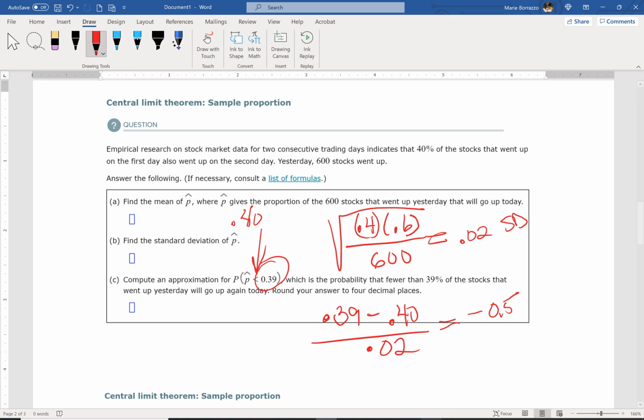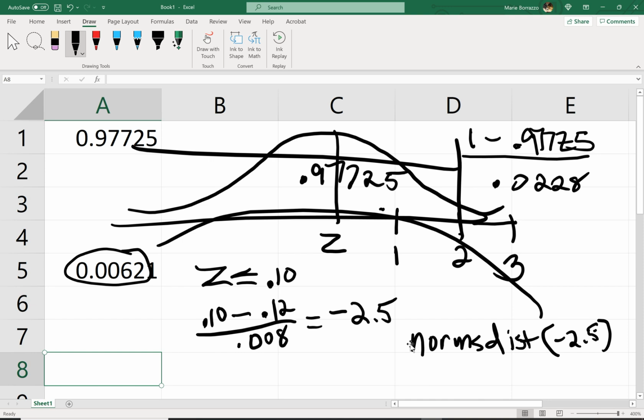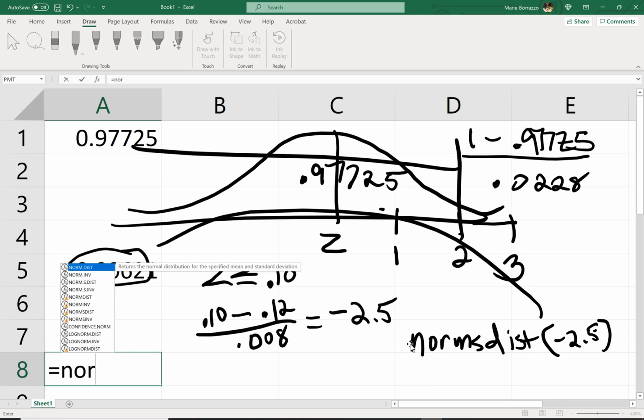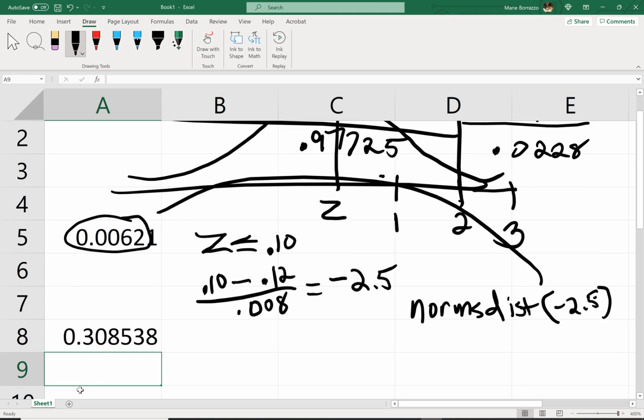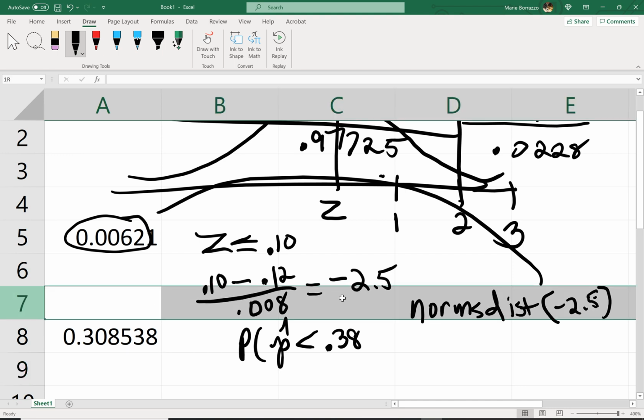So we are once again going into Excel. We're going to go equals NORM.S.DIST, and we're going to put in negative 0.5. That is the answer for the probability. In this case, they're asking us the probability that p-hat is less than 0.38 in the question. Remember, this is not a related question. So our response, because it's less than, is already given to us at 0.3085, and we could leave it there.